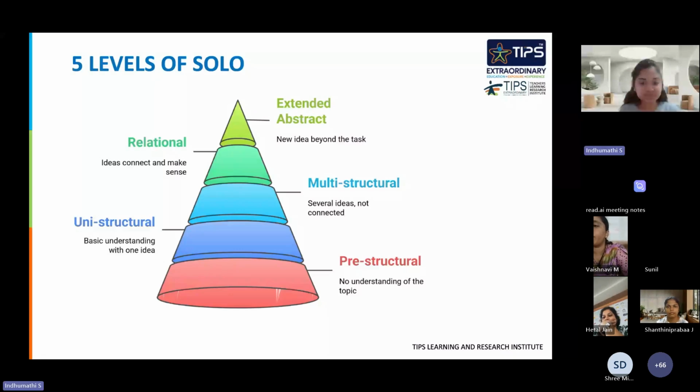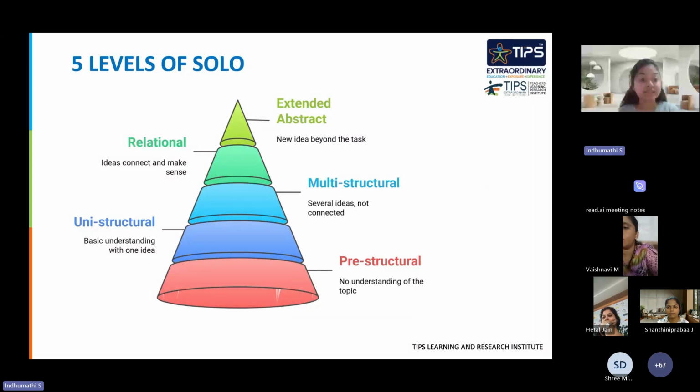And then we move to the relational level. At the relational level, the learners can connect all those multiple ideas or details into a meaningful whole and make sense. Children can understand how the ideas fit together, and they can explain the relationship. At this level of thinking, they can compare, they can explain why. They show the cause and effect, and they make the connections.